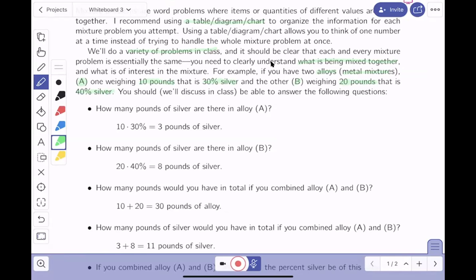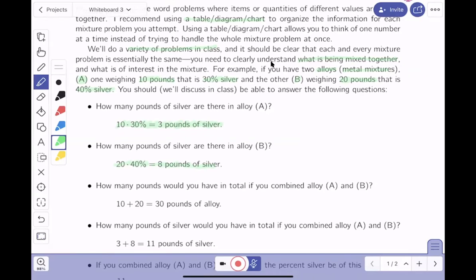So I'm going to say there's 10 pounds times 30%, so it'd be 3 pounds of silver. Now there's 7 pounds of something else, by the way, but there's 3 pounds of silver. You should be able to answer the question about how many pounds of silver in alloy B. Well, there's 20 pounds and it's 40% silver. So it'll be 8 pounds of silver, right? That means there's 12 pounds of something else, but I'm only interested in the silver, by the way.